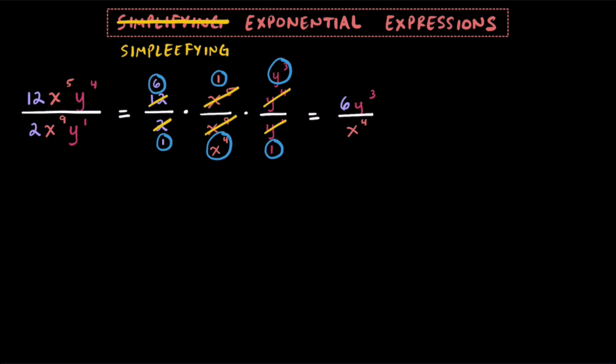So if we were going to go ahead and rewrite this expression as simplified as possible, this is what we would have. We would have 6y to the 3rd power over x to the 4th power.